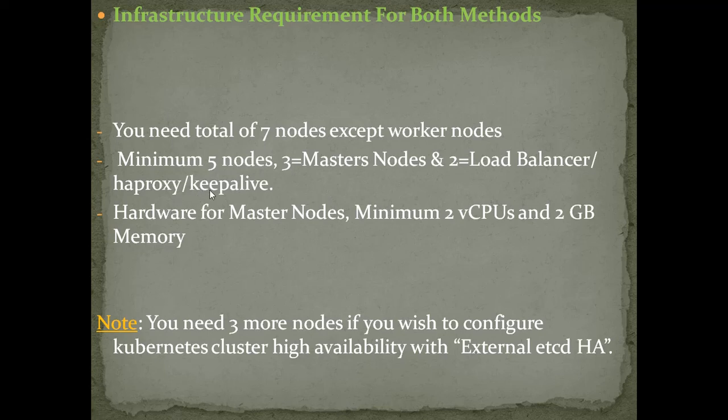If you're talking about the hardware for the master nodes, at least you need 2 vCPU and 2 GB memory. This is the minimum hardware requirement. But if you want to deploy a good Kubernetes cluster with good performance, you definitely need more than 2 vCPU and 2 GB RAM. And if you are going to deploy external etcd, you need 3 more nodes, including these all 7 nodes.